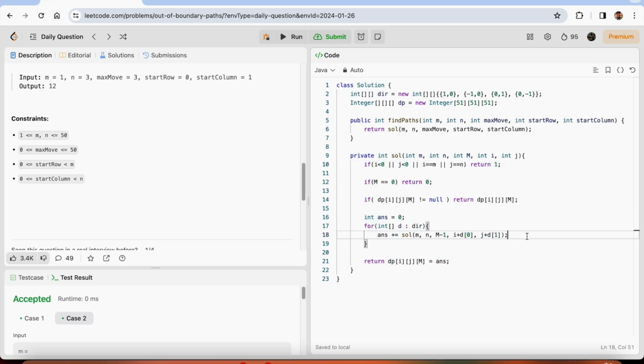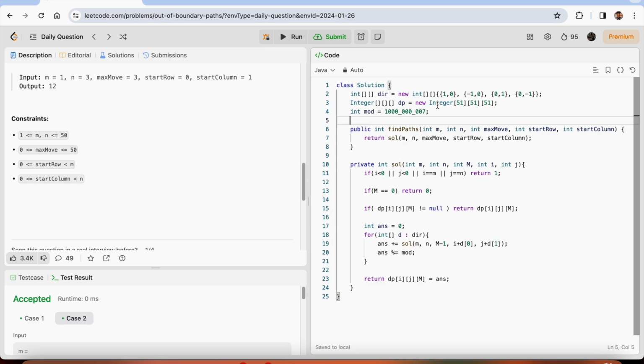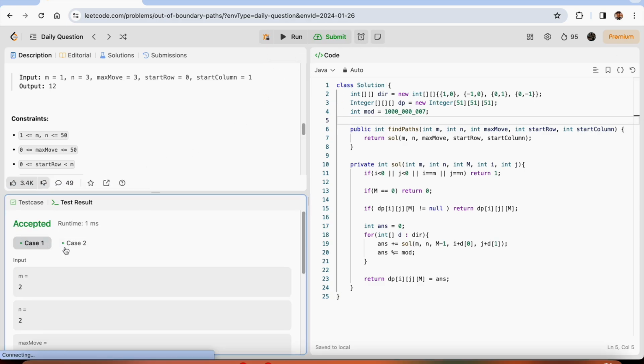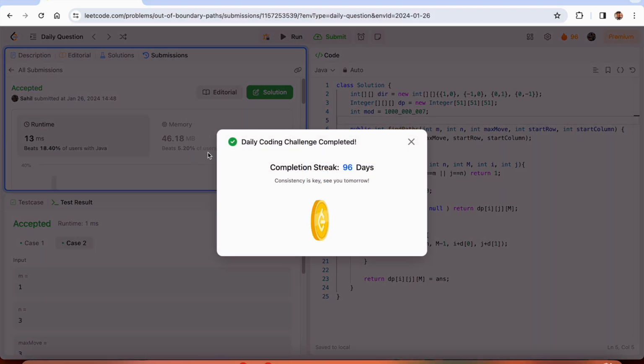So here I forgot to take a modulo. Answer modulo equal to mod. Let's take a separate variable for mod as well. Mod equal to 10 to the power 9 plus 7. Okay, now try to submit it again. On the sample cases it is passed. Submitting the problem, it is submitted successfully.